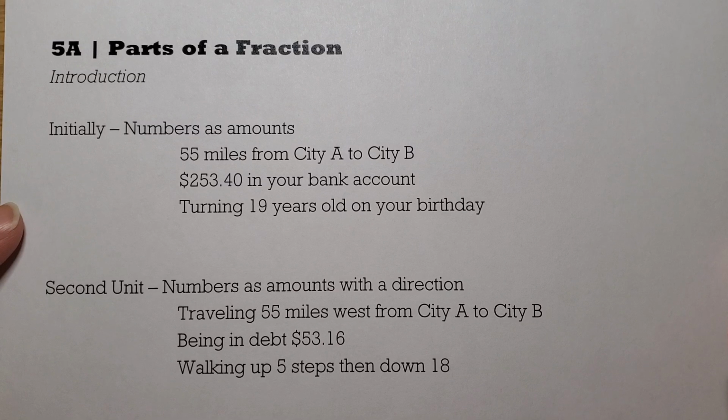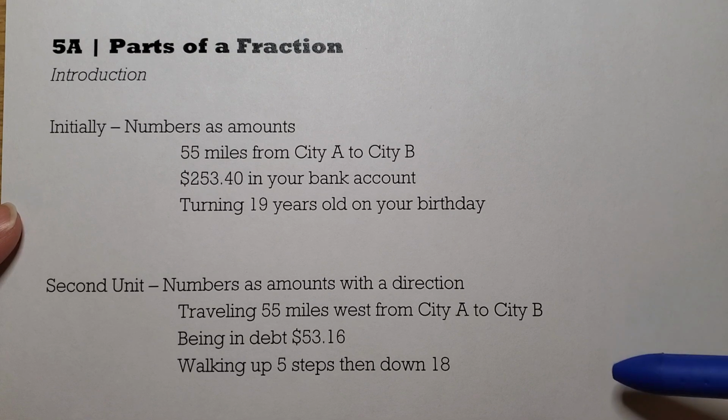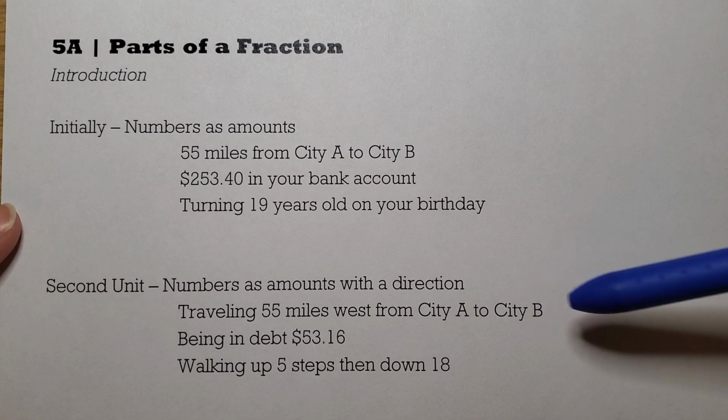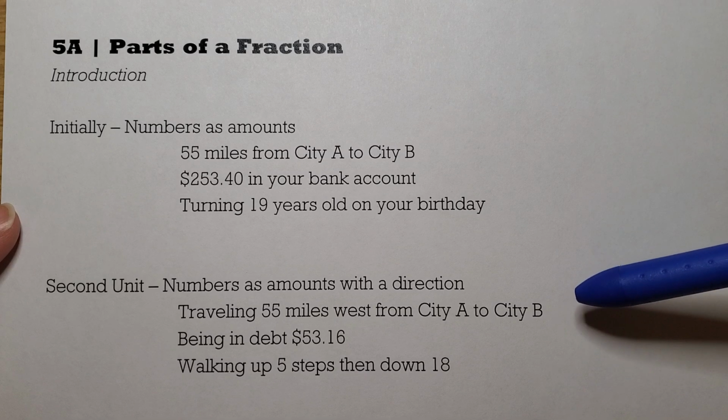And then in our second unit, we discovered that sometimes not only do you want to know how much, but you also want to know where, like in which direction were you going. So we added directions to numbers. So we had not just how many miles you traveled, but did you travel east or west? Did you travel north or south? So we could use a plus to indicate one direction and a minus to indicate the opposite.